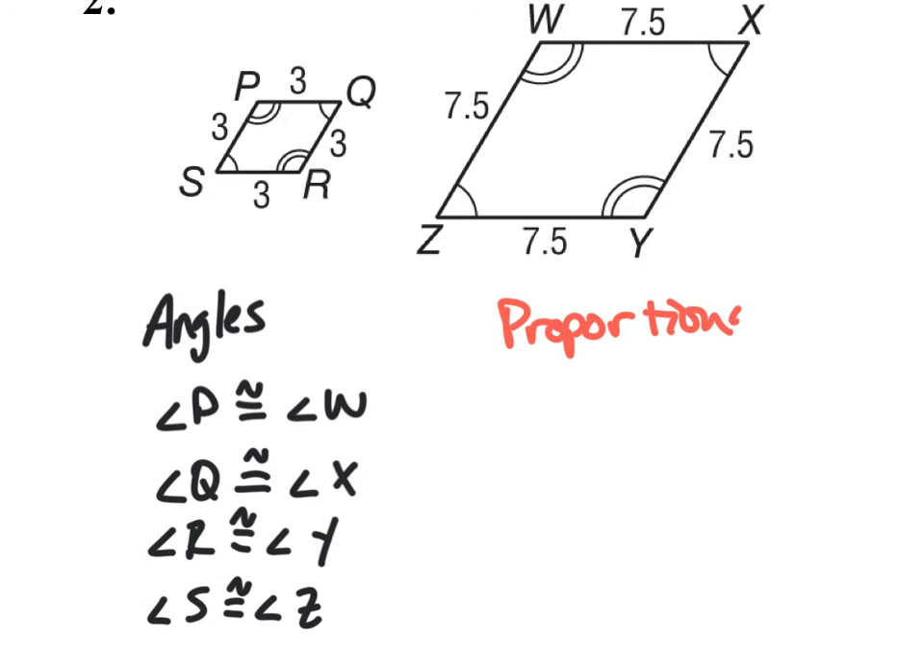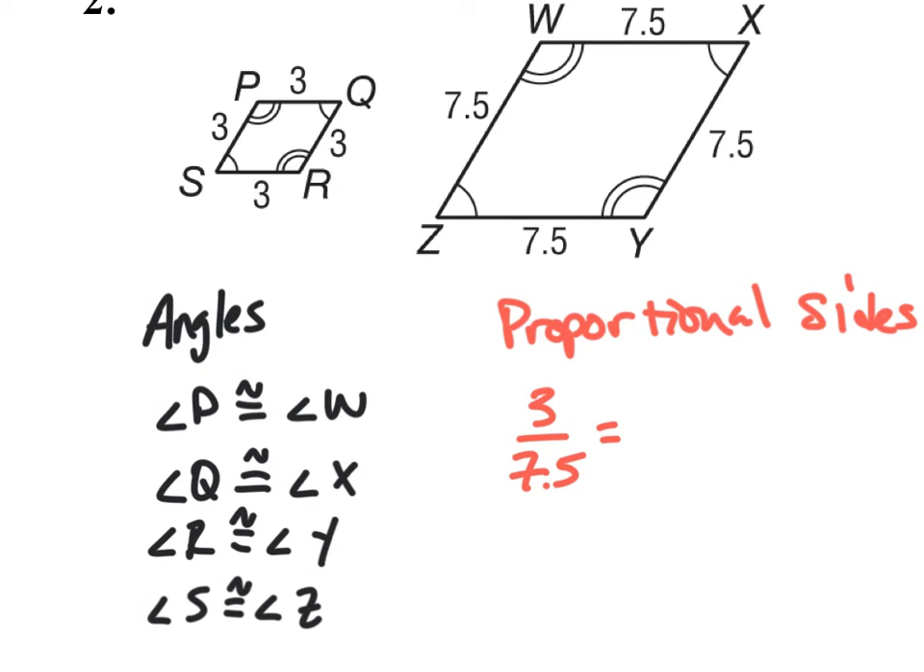Proportional sides. And so this one's a little bit easier because I can just take any of these because it looks like I have a rhombus here. This is a rhombus and this is a rhombus because all my sides are 3 in this and all my sides are 7.5. So all I need to show here is that if I take the side length of 3 and divide it by 7.5, then that's equivalent.